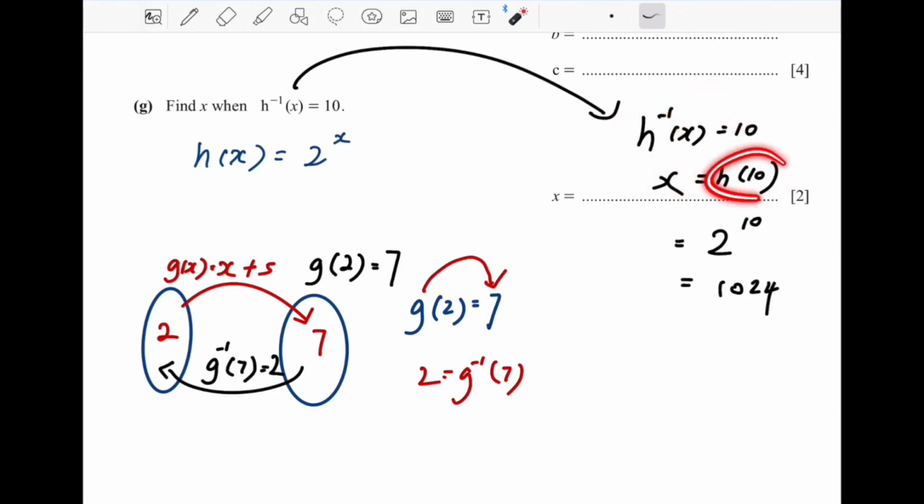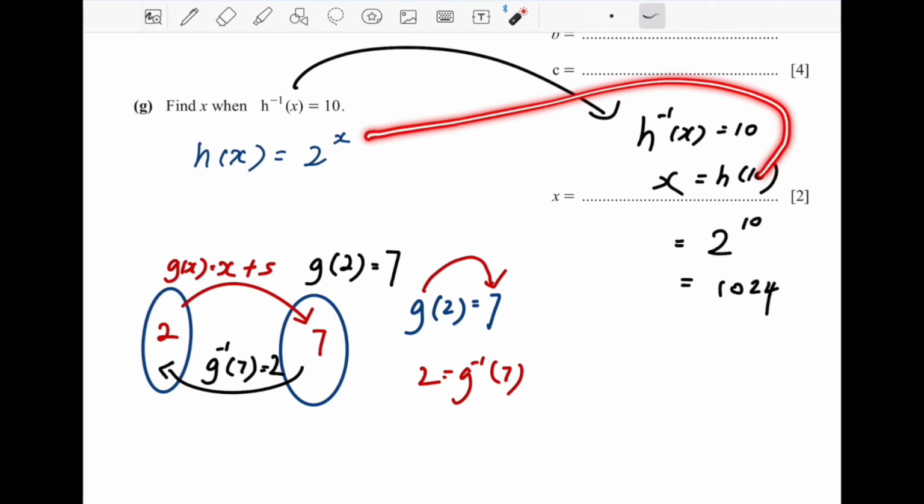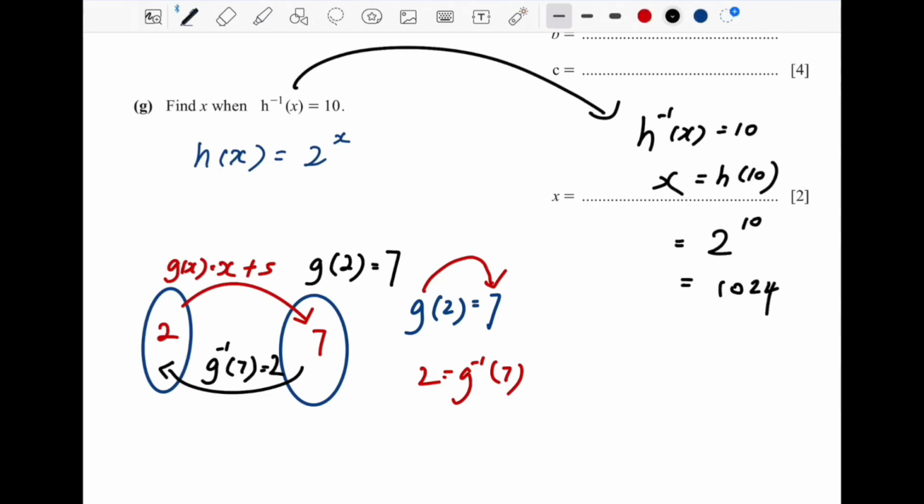And I know the function for h(x), which is 2 power x. So I just put the input into the function, 2 to the power 10, and 1024 is the value for x. Okay, understand? So meaning to say, if I were to write everything again, h(10) is the same as 1024, and h inverse 1024 is the same as 10.